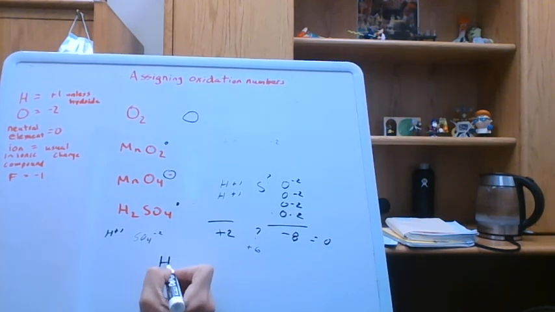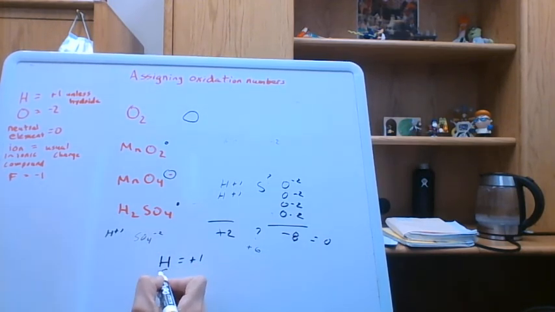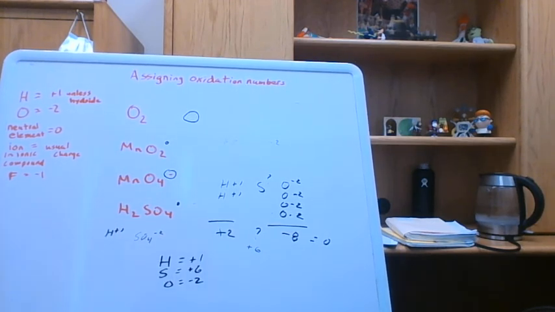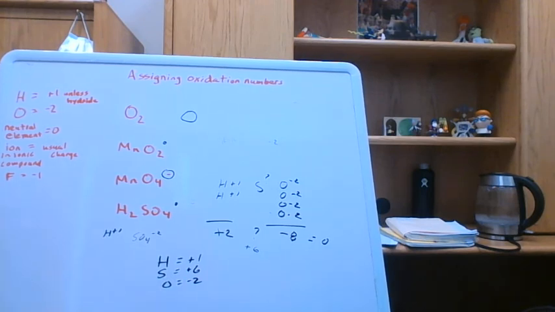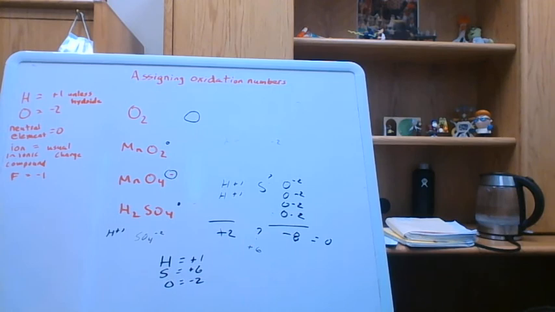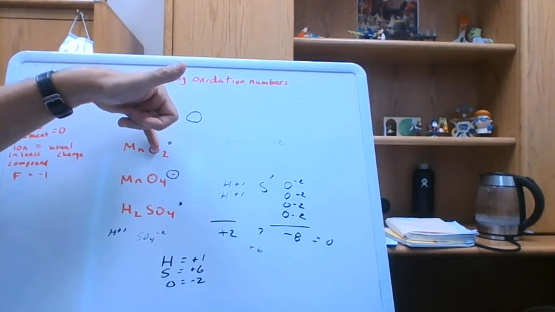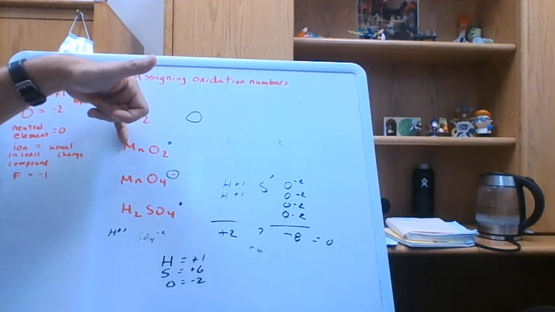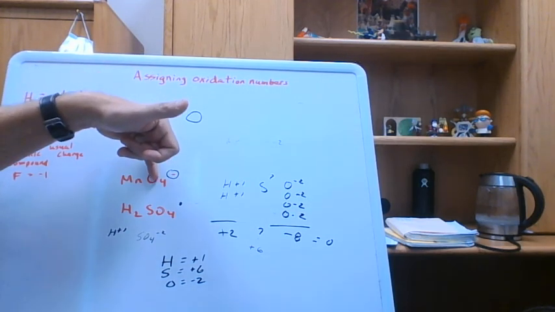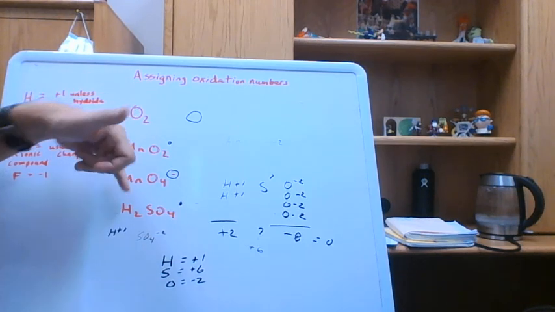So our hydrogen, we have 2 of those with a +1. Our sulfur has a +6, and all of our oxygen have a -2. And that's how we would assign oxidation numbers to all the elements in these compounds. So here our oxygen is 0. Here the oxygens are -2. Manganese was a +4, oxygen is -2. Manganese in this case was a +7, and so forth.